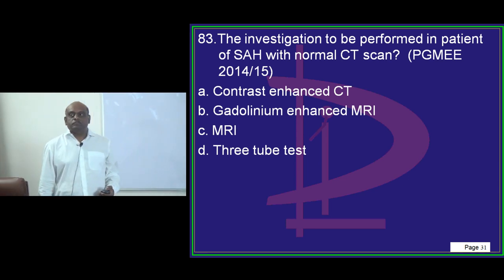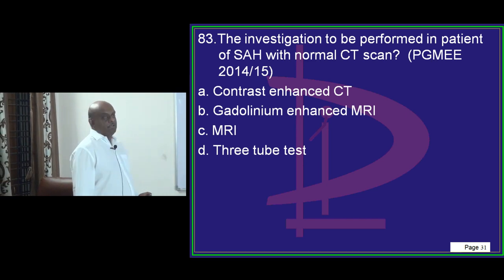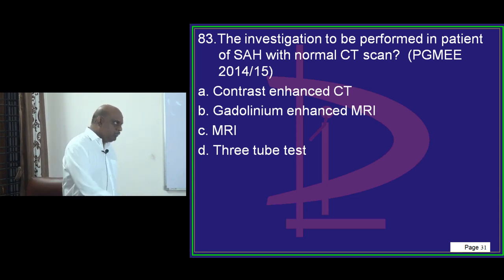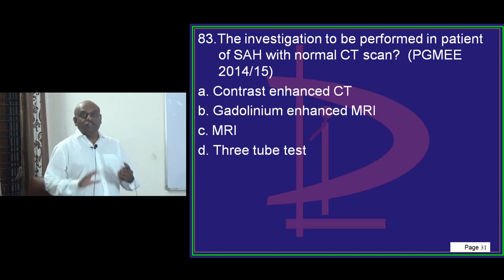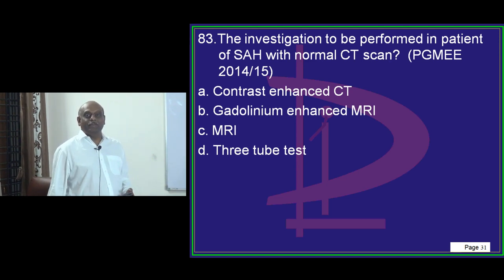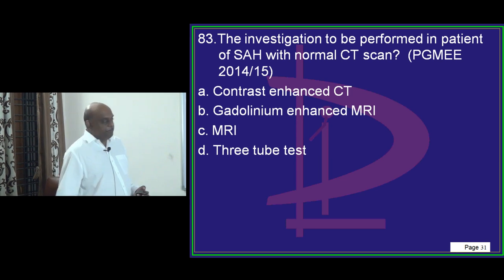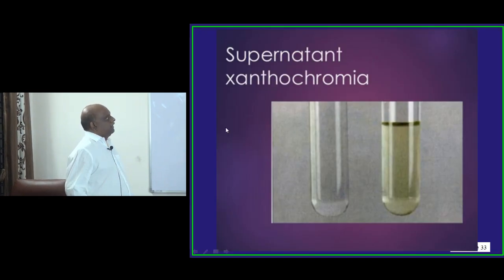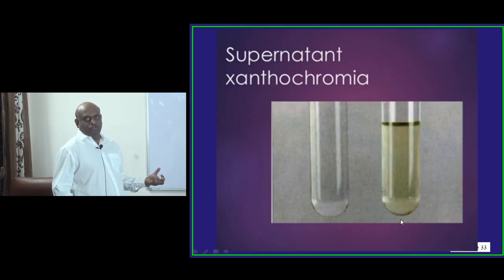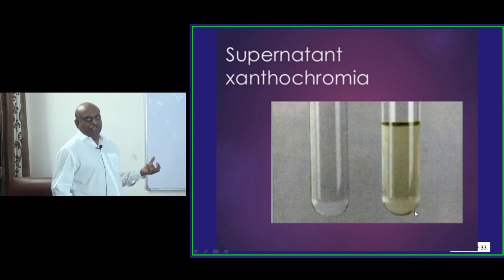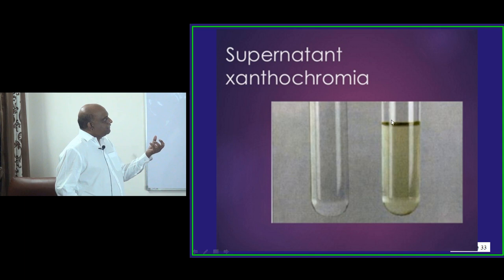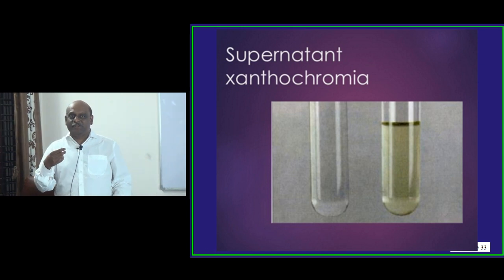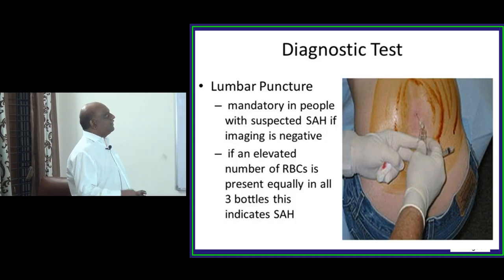Now, in suspected subarachnoid hemorrhage with a normal CT, what is the next investigation that you want to do to prove that there is subarachnoid hemorrhage, though there is no blood in the Sylvian fissure? How can you prove it is a very important question. We do what is called a three-tube test. If you take the CSF, and there is a subarachnoid hemorrhage, then the supernatant top layer will show xanthochromia, which is classical of subarachnoid hemorrhage.